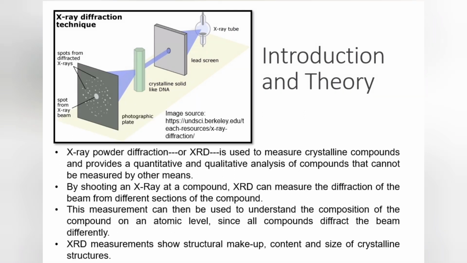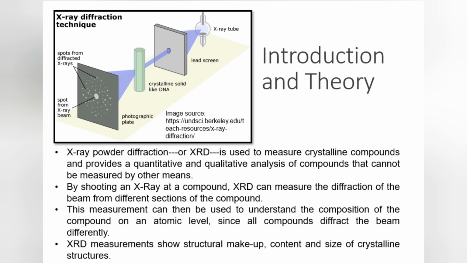So firstly, what is XRD? XRD is basically an analytical technique that is used to measure crystalline compounds only, and it can provide quantitative as well as qualitative analysis of a compound. So it can be used to quantify as well as qualify the particular compound.